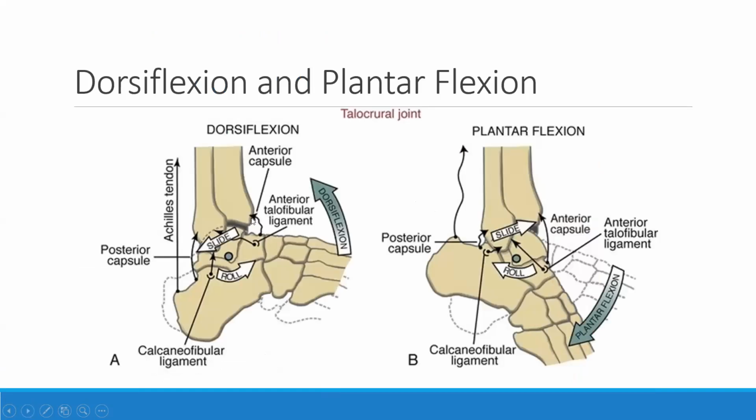And again, there's dorsiflexion and plantar flexion. There is the calcaneus right here. Dorsiflexion involves raising the toes, raising the front of the foot. Plantar flexion is raising the heel and pointing the toes down.